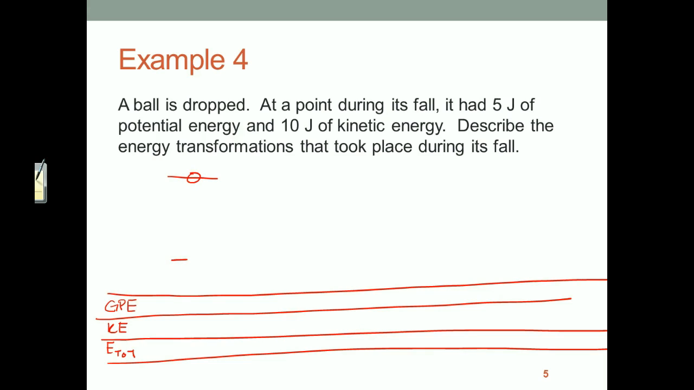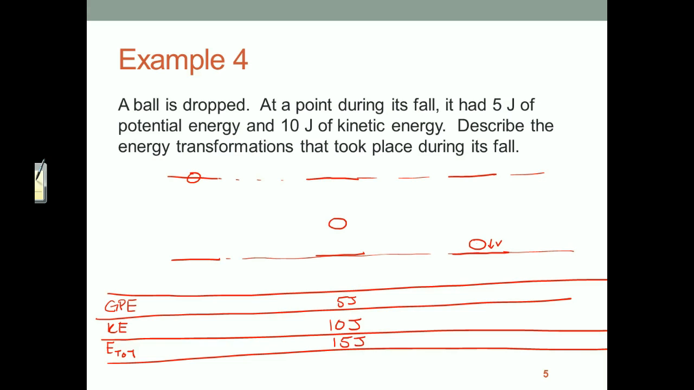Here's my ball. Here is the bottom. It's dropped from rest, which means at the top it only has gravitational potential, and it's going to fall such that at the bottom, at the ground, it's only going to have kinetic. But somewhere in the middle, we're told, at this point, it has 5 joules of gravitational potential and 10 joules of kinetic, which means it has a total energy of 15 joules.